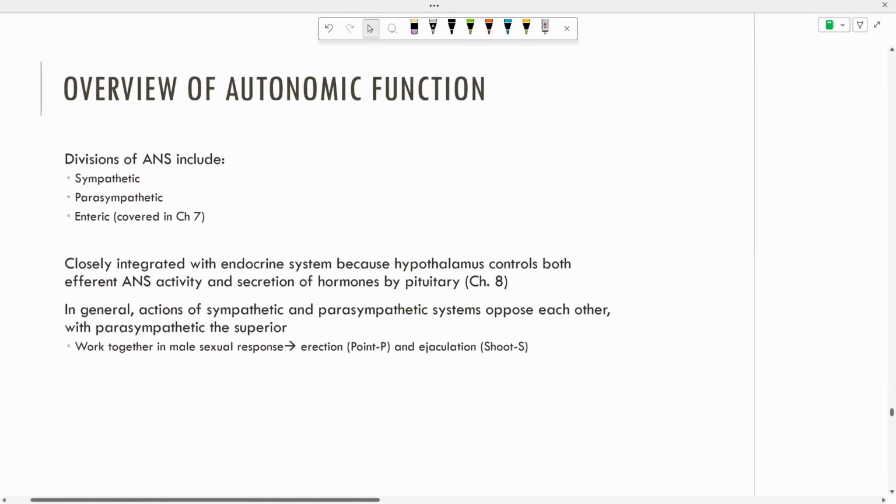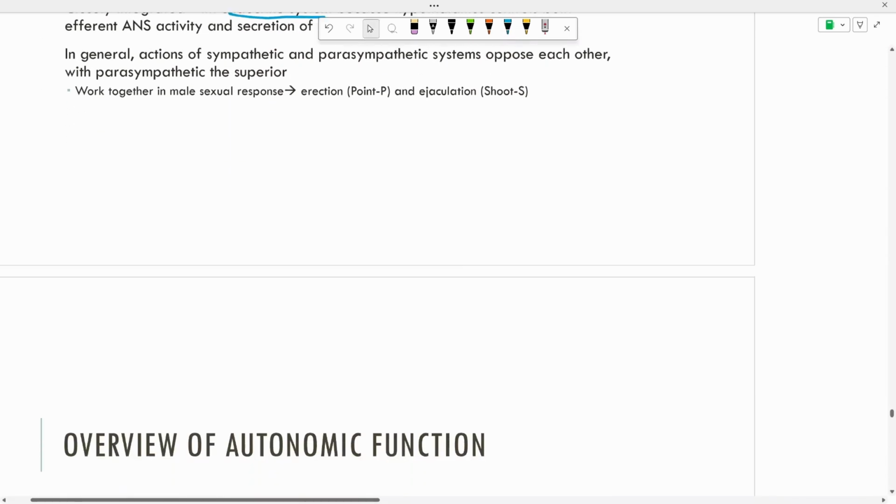Okay, so we talked about parasympathetic, sympathetic, and the enteric, which we'll deal with more when we get to GI. There's also, obviously, integration with the endocrine system because the hypothalamus is there. This hypothalamus, also remember, is outside that blood-brain barrier, so it has a way to taste the blood and see what's going on and make changes regarding hormonal status. And again, they oppose each other, but the parasympathetic is the dominant.